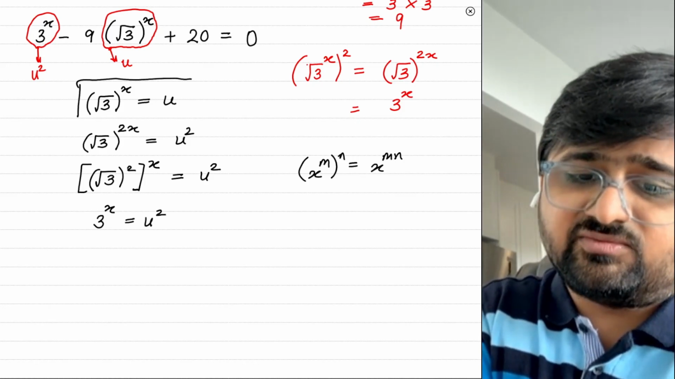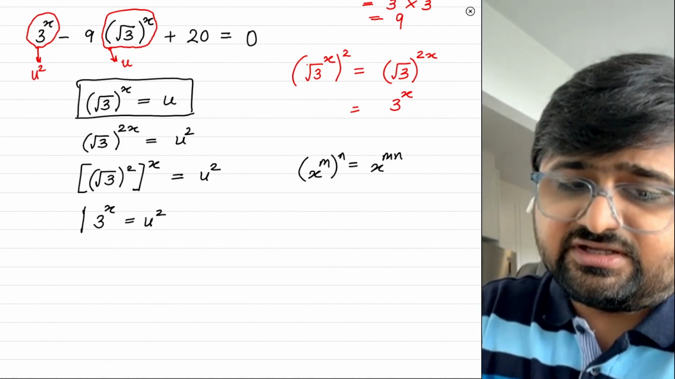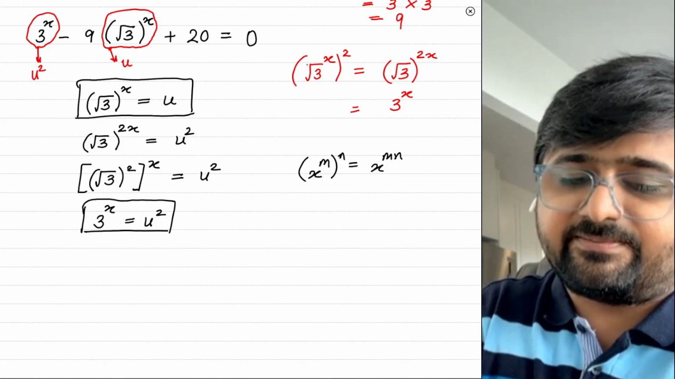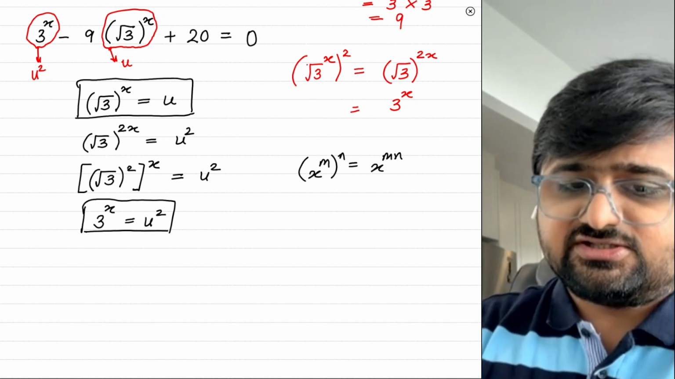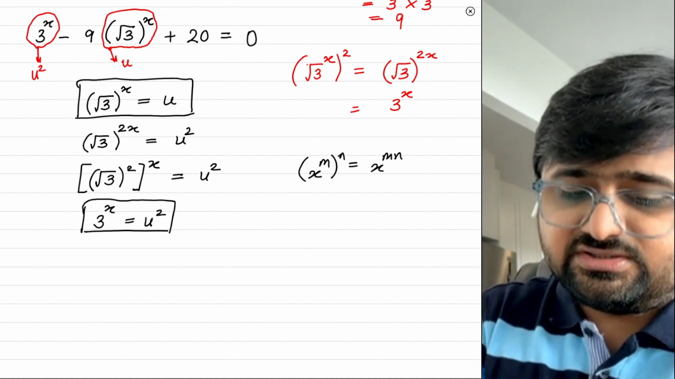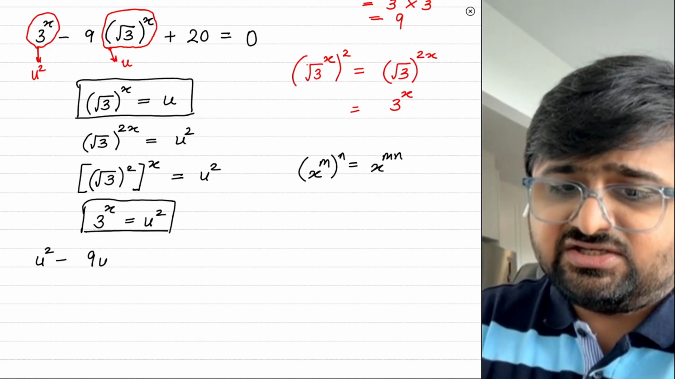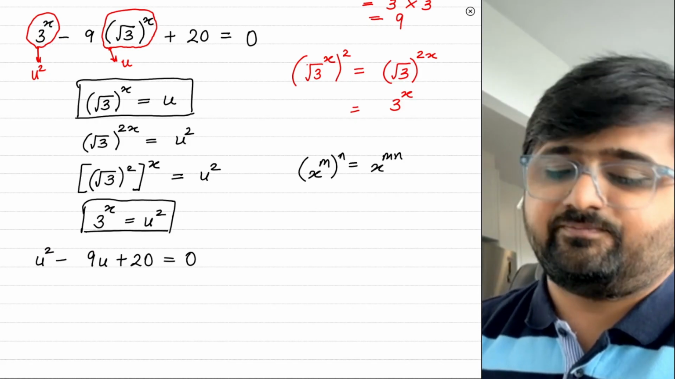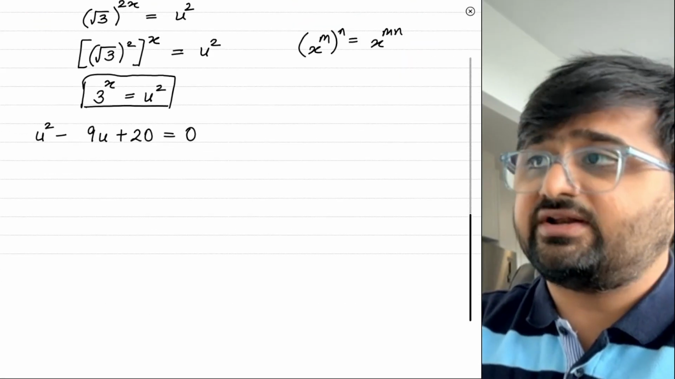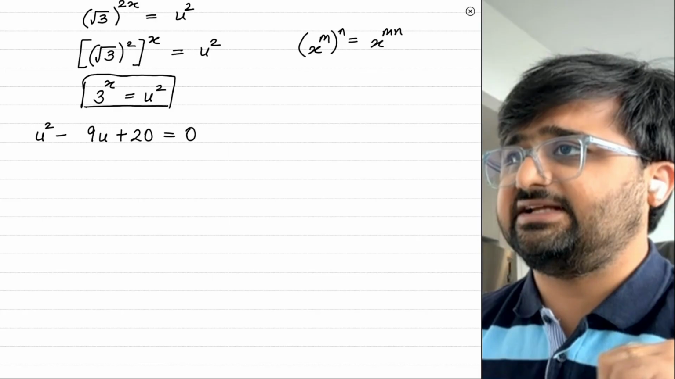So the moment you put square root of 3 to the power x as u, 3 to the power x becomes u square. And this ends up becoming a quadratic equation. So if that becomes a quadratic equation, you get u square minus 9u plus 20 is equal to 0. Now you just have to solve this quadratic equation and find the value of u, which will then give you the value of x that we need.